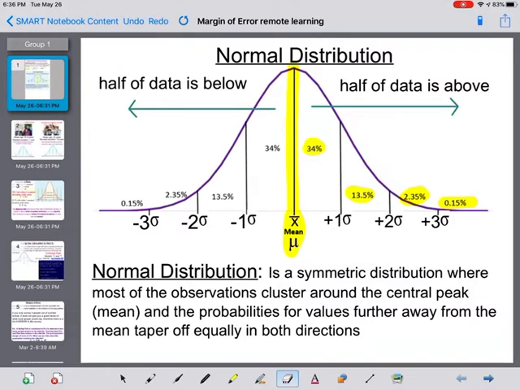Couple things to note. Notice how absolutely small it is when you're getting out here. So it's saying that less than 1%, almost nobody, is going to be that far away from the average when it's normally distributed. Okay.